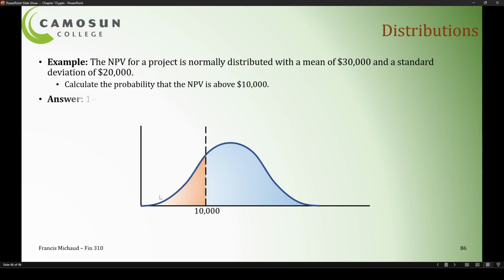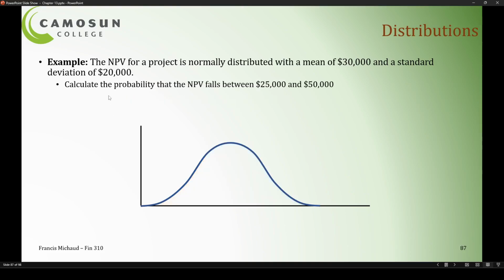So I want to do 100%, which is 1, minus norm.dist, and we want to evaluate this function at 10,000. The mean of our distribution is 30,000. The standard deviation is 20,000, and we want the cumulative normal distribution. So we put 1 as our last input.